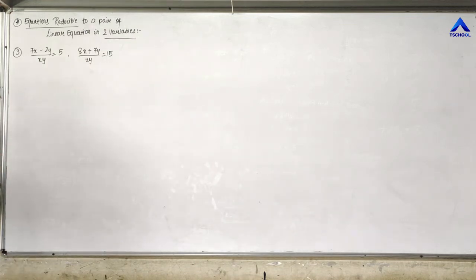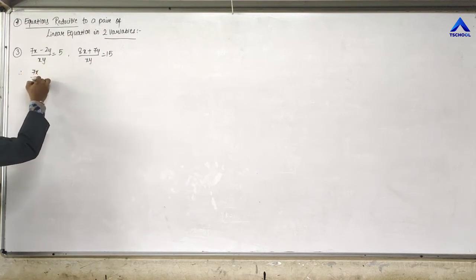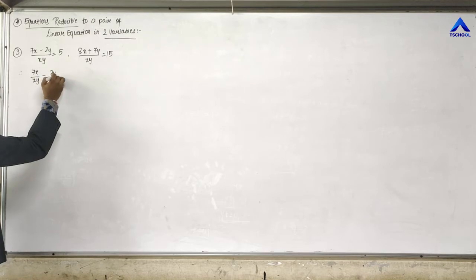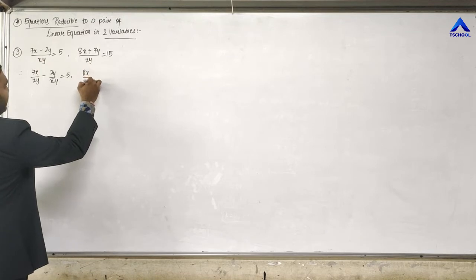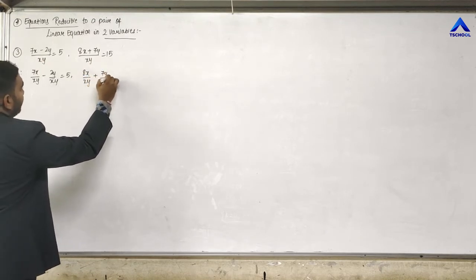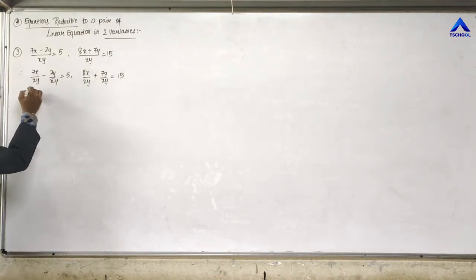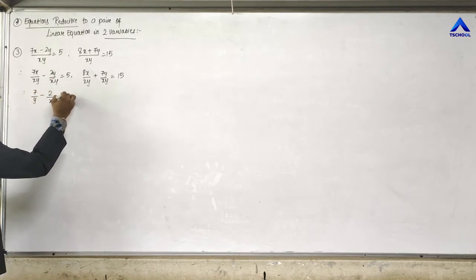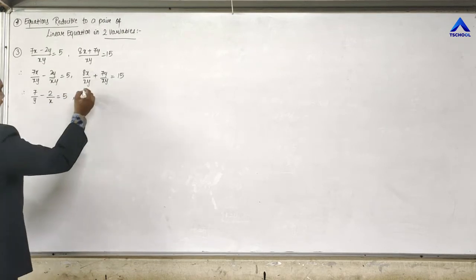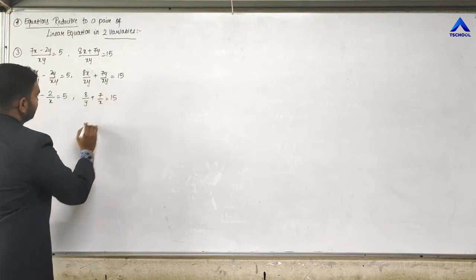Then we can apply the logic of taking 1 upon x equals p and 1 upon y equals q. Therefore 7x upon xy minus 2y upon xy is equal to 5 and 8x upon xy plus 7y upon xy is equal to 15. Therefore you can cancel out the x here, that is 7 upon y minus 2 upon x is equal to 5 and 8 upon y plus 7 upon x is equal to 15.